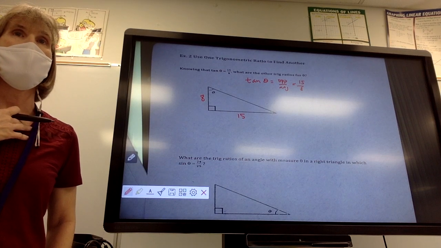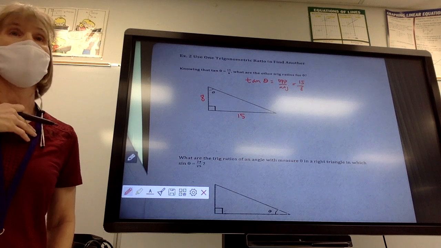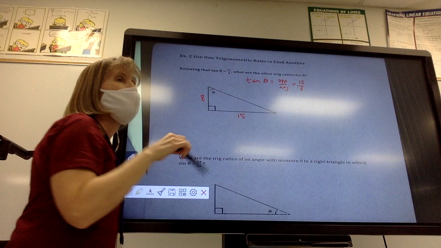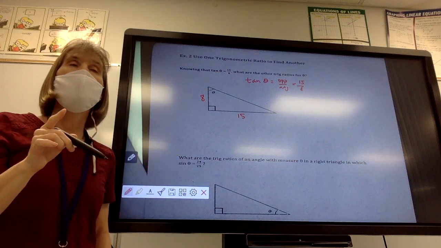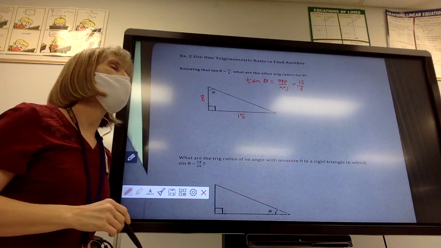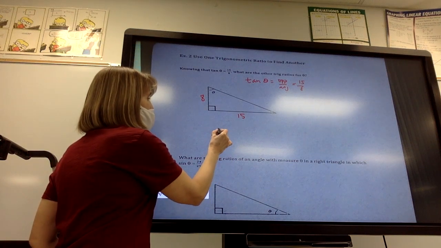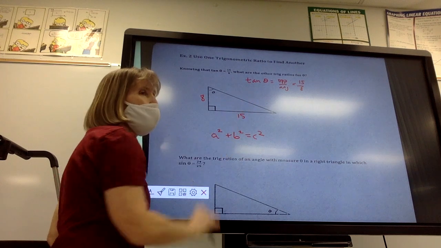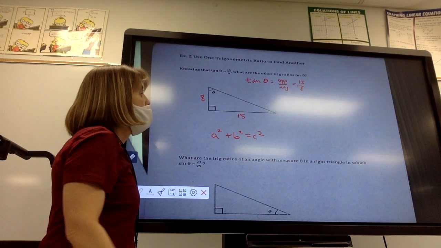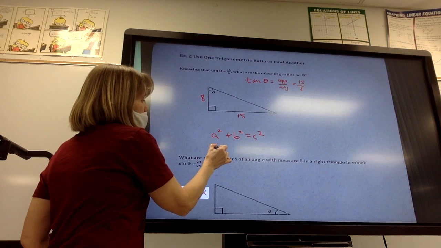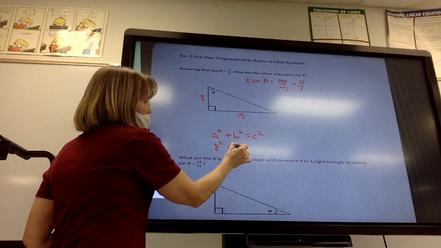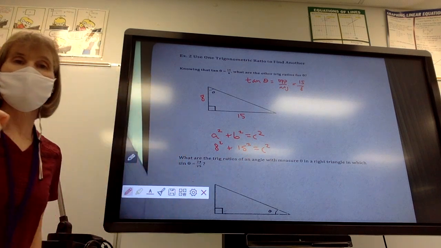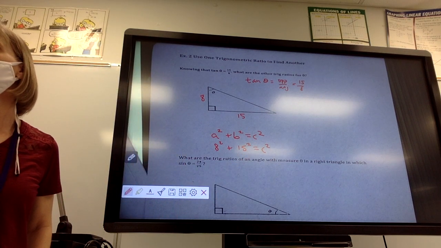Don't they all equal 180 or something? That's angle measures. Okay, so if I were to take the angle measures, 90 plus whatever theta is plus this one, that would add up to 180. That's true. But what about the sides? Pythagorean theorem. That's right. You're going to have to use a squared plus b squared equals c squared to figure out your missing side here. So if I plugged in 8 for a, 15 for b, I could find c squared. With the Pythagorean theorem, c has to be the hypotenuse.